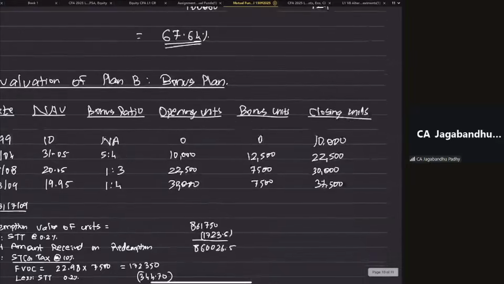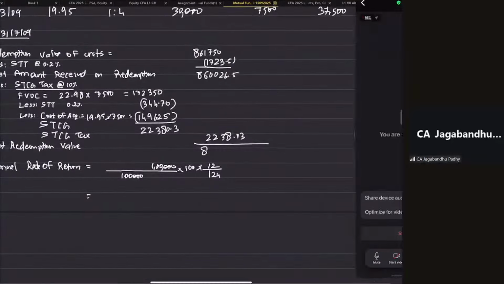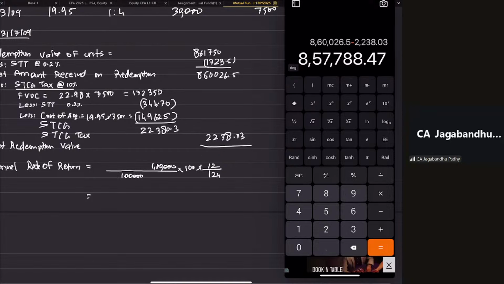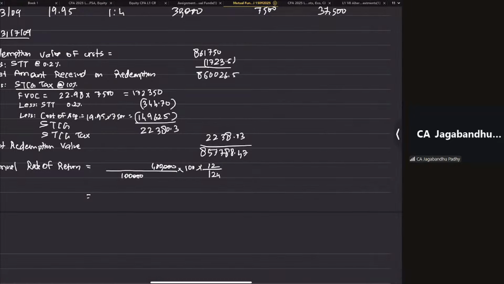Okay, I'm deducting STCG. I have to deduct 10% of it. Right. 86,026.5 minus 2238.03. This is 8 lakh 57. It's 8,57,788.47.